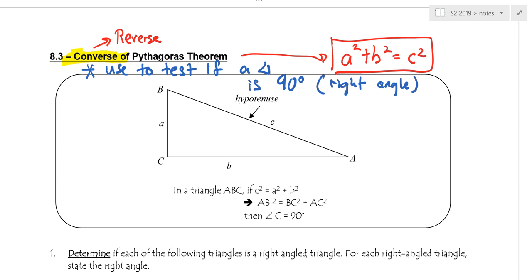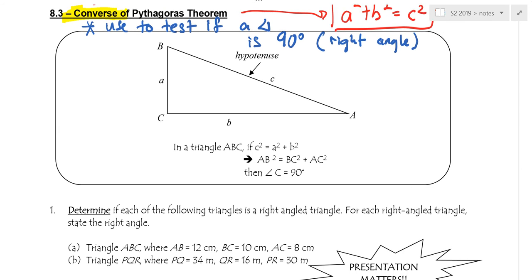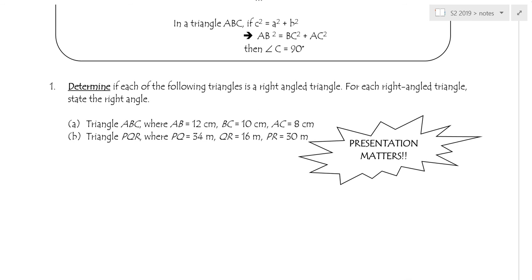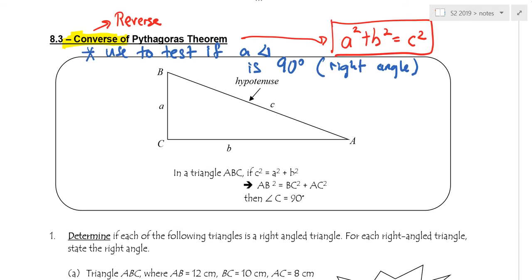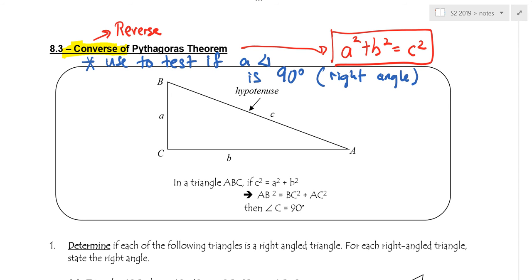Okay, we want to know whether a triangle is 90-degree. We will always use converse Pythagoras theorem. Okay, yeah. So let's start by, oh sorry. Okay, quickly take down, then we will continue.